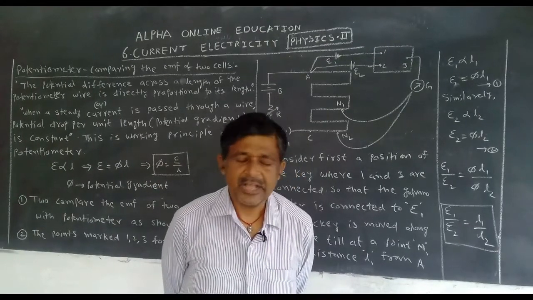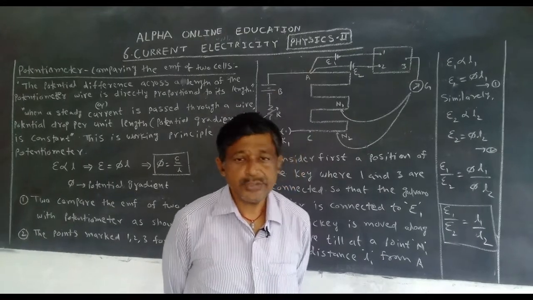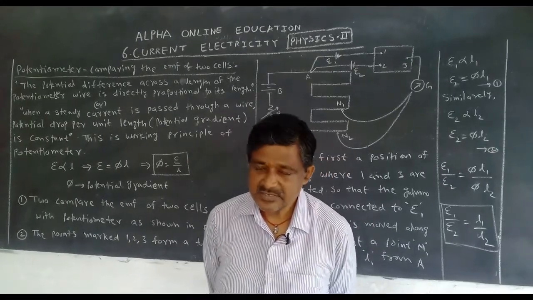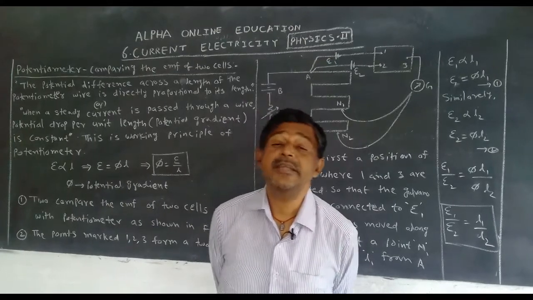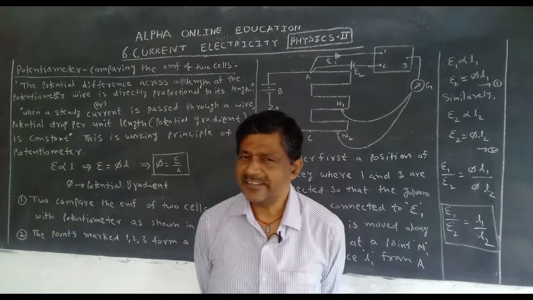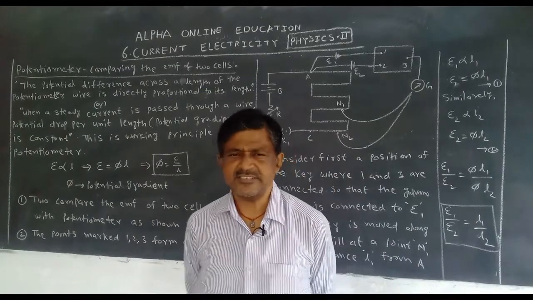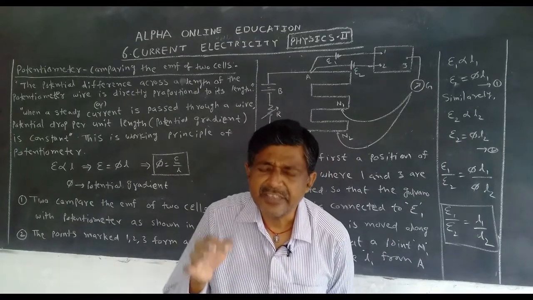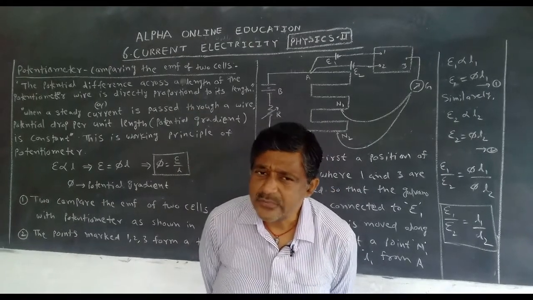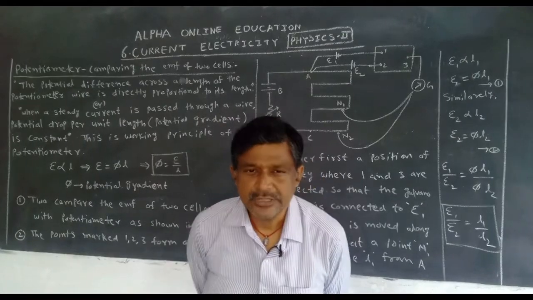Potentiometer has 5 meters to 10 meters length of constantan wire. If the length of the potentiometer is increased, its sensitivity increases. Sensitivity means it can find very small values also. To find the least value, we want to increase the length of the potentiometer.